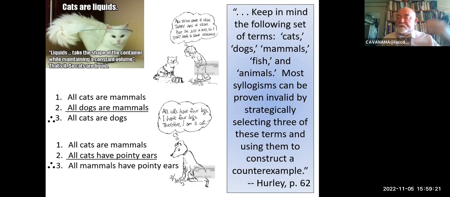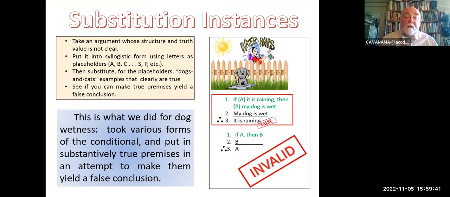Use dogs and cats examples. Mr. Hurley recommends this. I also do. All cats are mammals, that sort of thing. No mammals are fish. They're pretty obviously true or false statements, and that will make for clarity, basically.